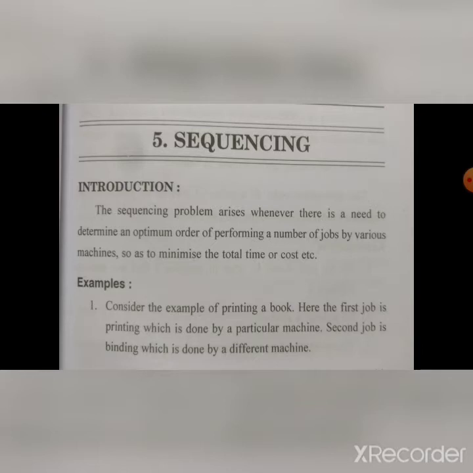Suppose we are going to type a topic, that is also for another machine. The first one is we have to type the content, the next will be printing, the next will be binding, etc. That means one job goes through 2 or 3 machines or 4 machines or n machines, etc. So like this, with one job we have to minimize the total cost or time. So we have to come with this sequencing problem.